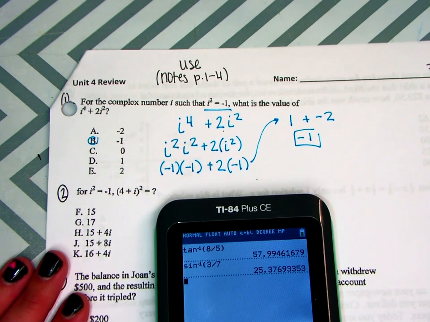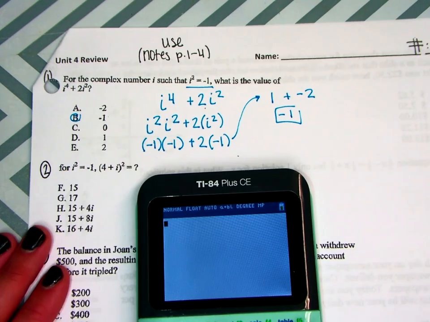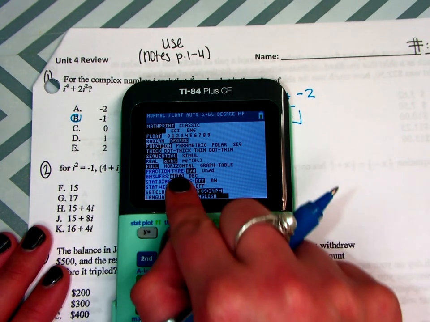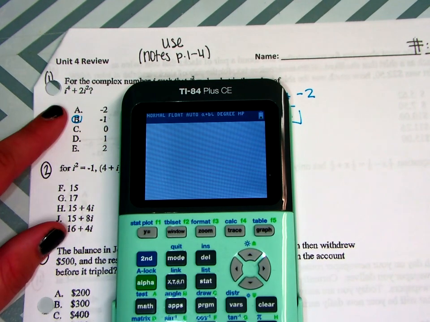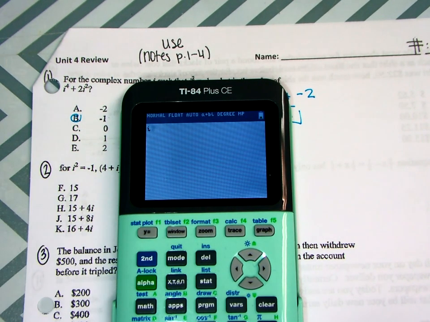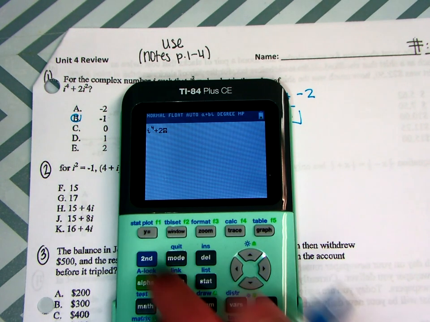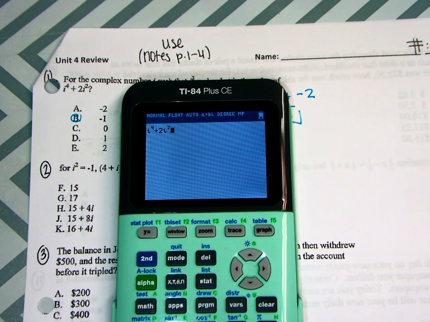You can do this in your calculator as well, as long as the calculator is in the correct mode. The mode needs to be the imaginary mode here. When I type that in, I can do i, which is second decimal point, i to the fourth plus 2i squared, and it simplifies it for me to negative 1. So you can do it by hand or in the calculator.